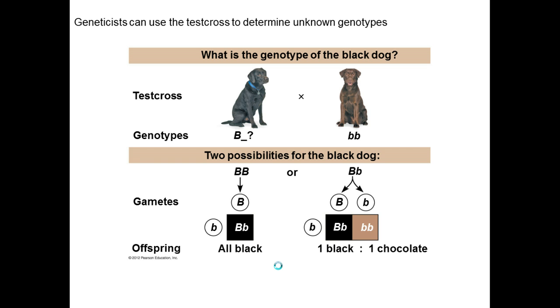You can also do a test cross with other unknown genotypes. Here, for example, you have a black dog versus a brown dog, and we test cross it with a brown dog because that's recessive. If all the offspring are black, you know he's homozygous dominant, and if the offspring is 50-50, then you know he's heterozygous. So when they're trying to get a purebred, this is what they're doing.